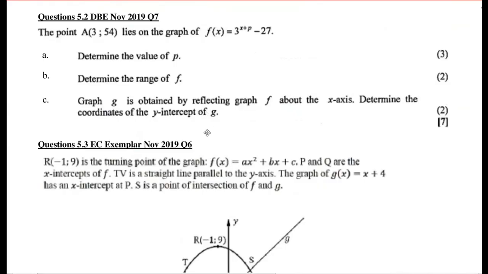All right, where are we? 5.2, DBE. Here we go. The point A(3, 54) lies on this fancy graph over here. Determine the value of p, determine the range of f, and then find this business over here. Right, 7-mark question. I'm going to give you 7 minutes. No, I'm going to give you 4 minutes. Go for it.